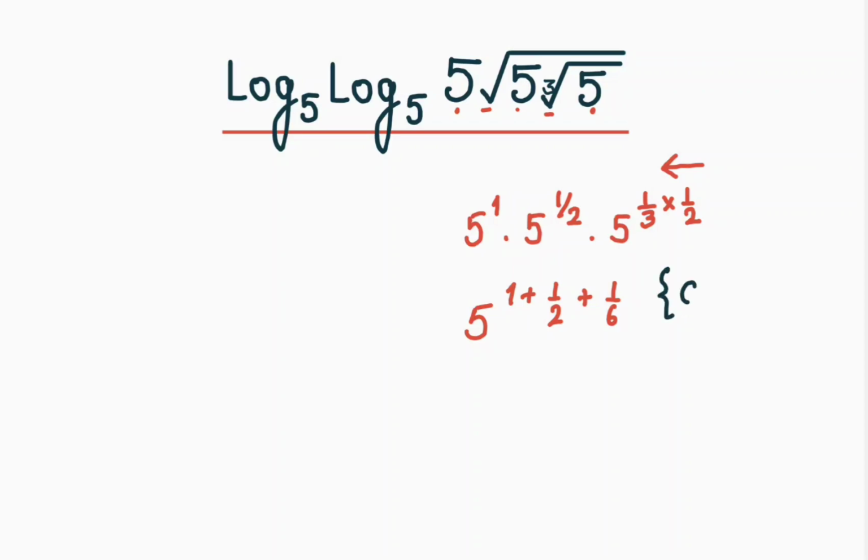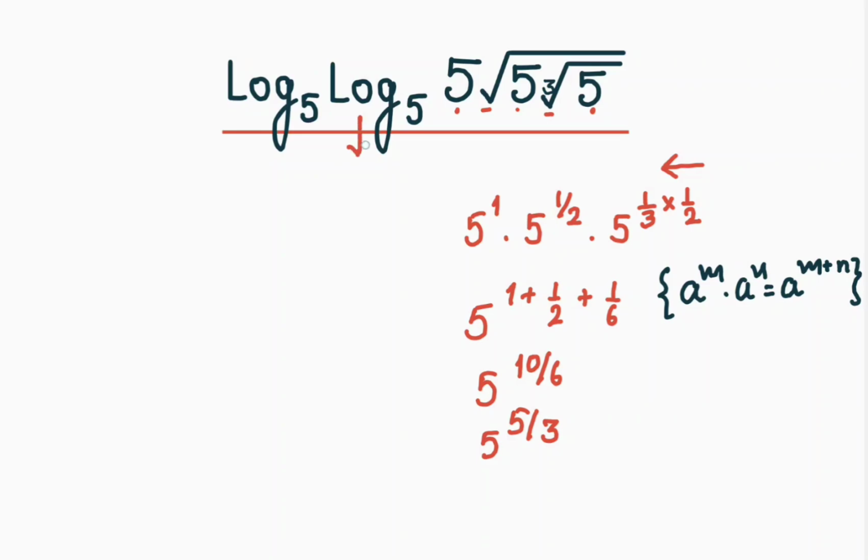This comes from a famous exponential rule: a raised to the power m into a raised to the power n is equal to a raised to the power m plus n. Now this becomes 5 raised to the power 10 by 6. Simplify this and you get 5 raised to the power 5 by 3.